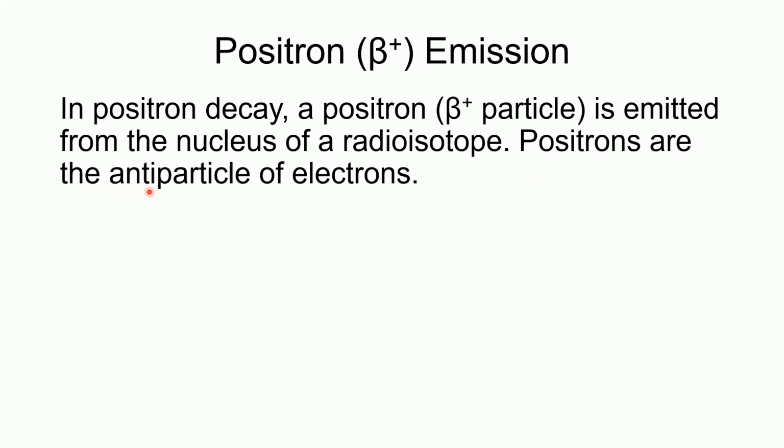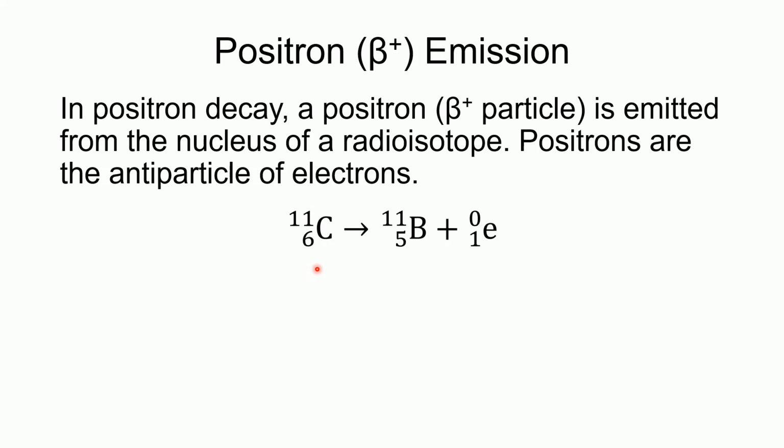Positrons are the antiparticles of electrons. What that means is if a positron runs into an electron, the positron and the electron will completely annihilate each other and create two gamma rays. We're going to talk about that here in just a little bit, but pretty cool.